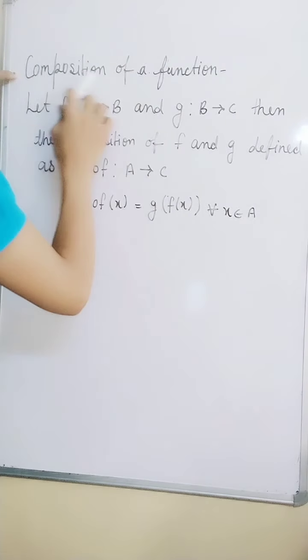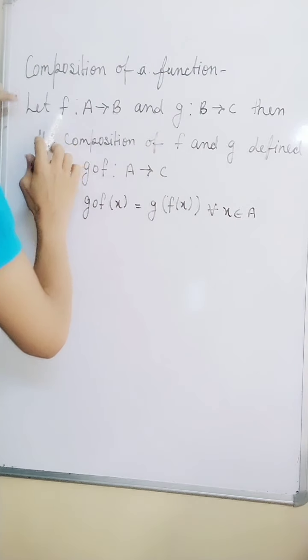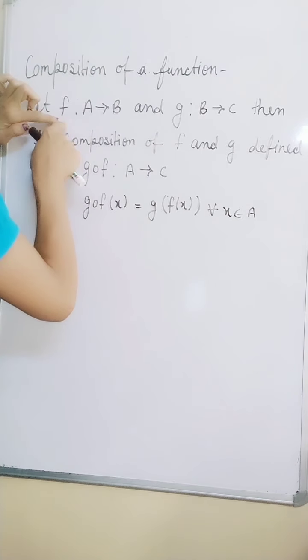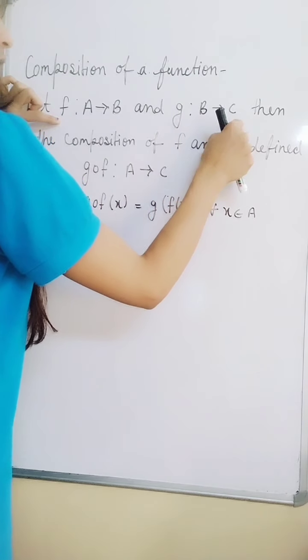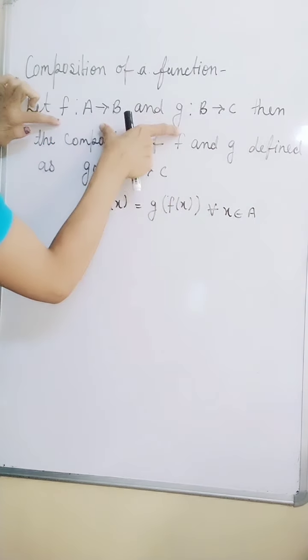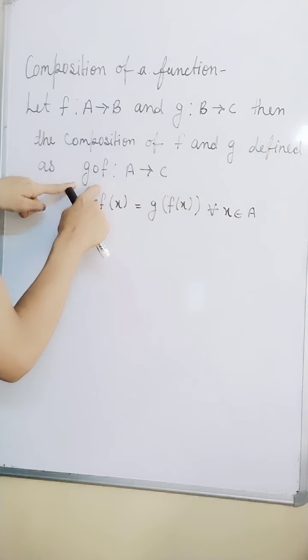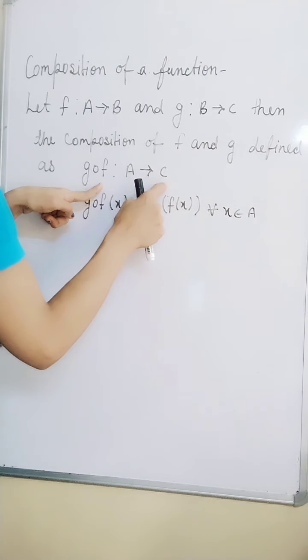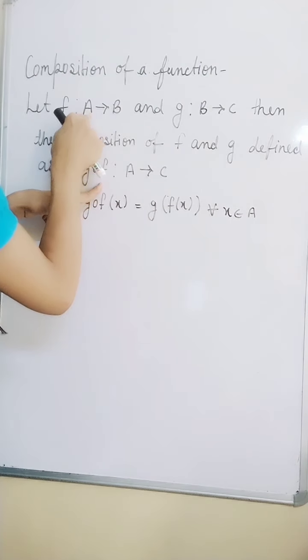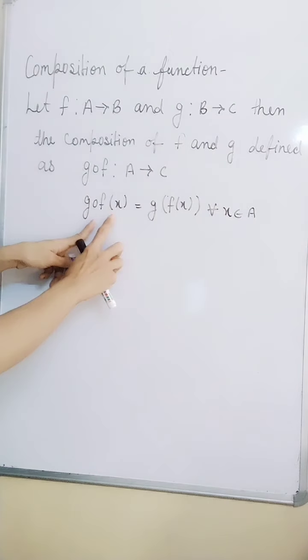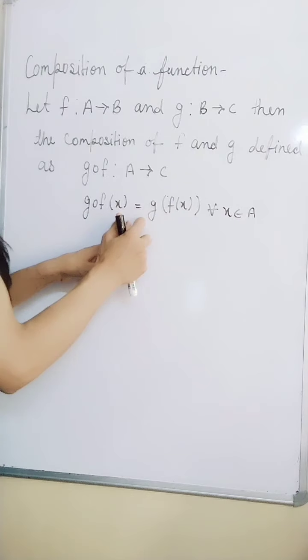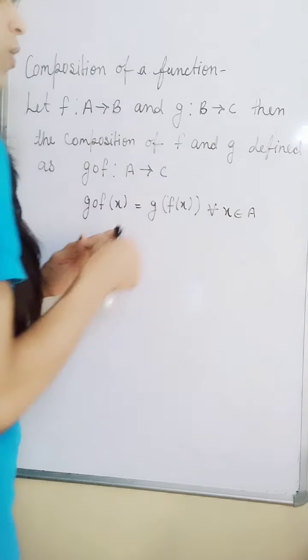Okay, so composition of a function. Let there be two functions: one function f from A to B and the other function g from B to C. Then the composition of these two functions is denoted by gof from A to C. It means composition will be defined from this set to this set. Clear? And we will write gof(x) is equal to g(f(x)) for all x belonging to A.